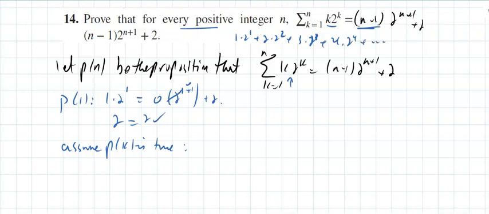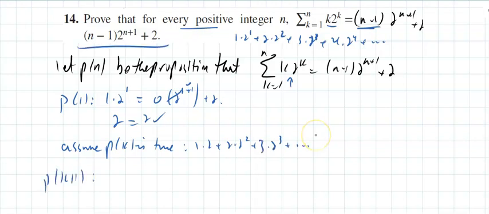Well, when we assume this is true, we're assuming that 1 times 2 plus 2 times 2 squared plus 3 times 2 cubed plus k times 2 to the k equals k minus 1 times 2 to the k plus 1 plus 2.